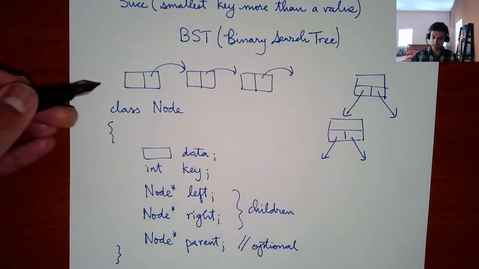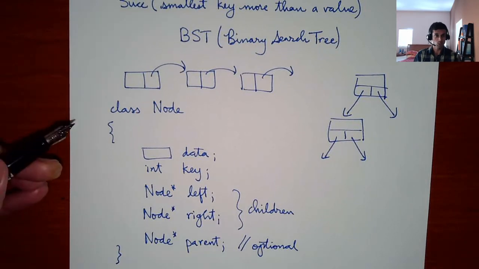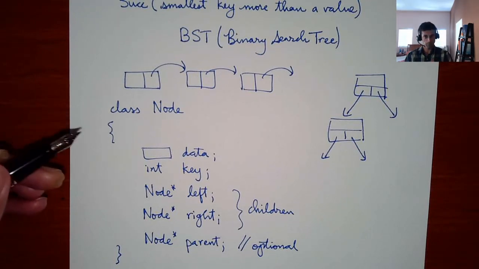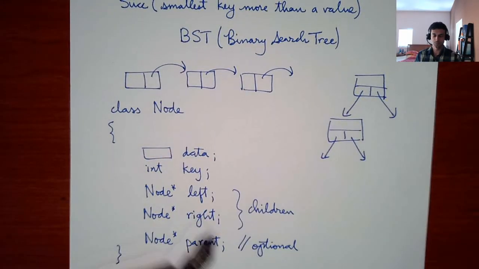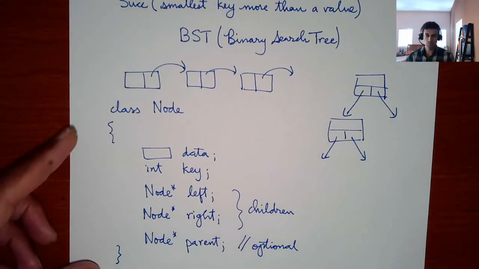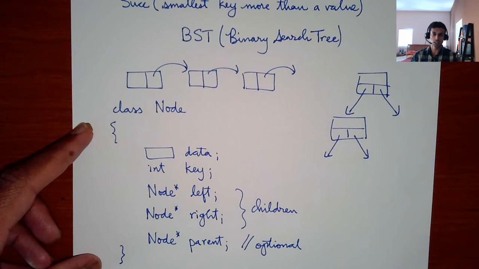Just like in a linked list, you have a node that has 1 pointer that points to next. In a doubly linked list, you may have a pointer that points back, but fundamentally the structure is linear. Okay, so this is the class node.